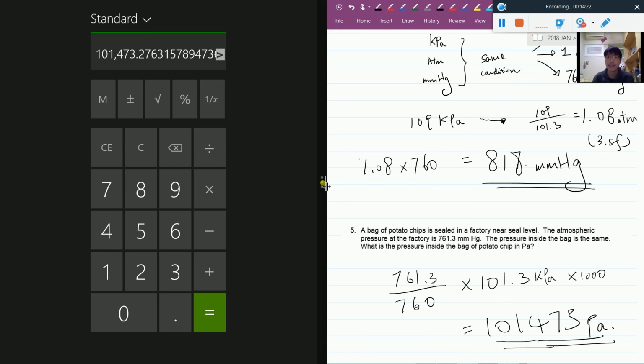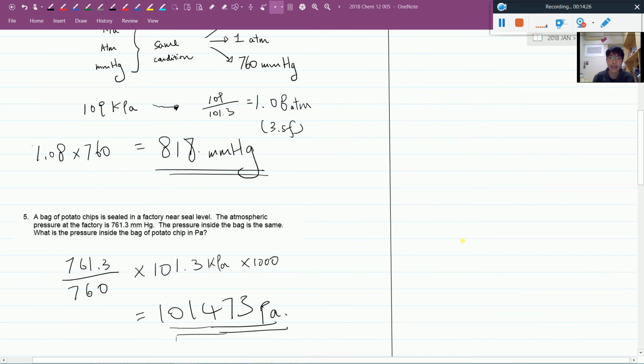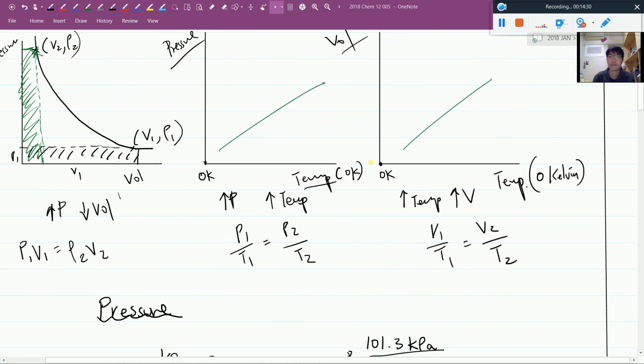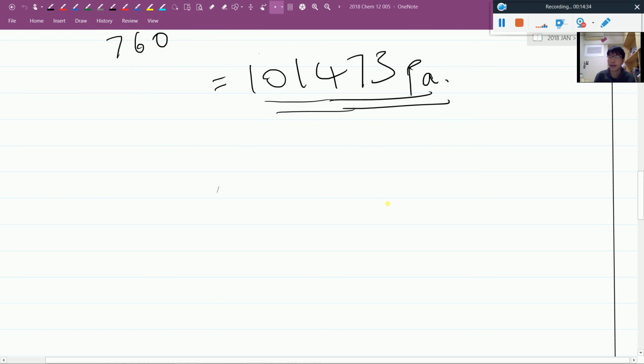Right? So this is about pressure, and hopefully you'll find that helpful. Then the last thing that you would encounter would be, what if I have everything combined together with those gas laws?